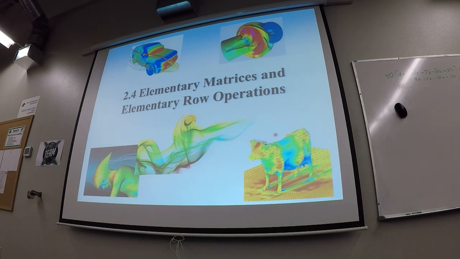This section is elementary matrices and elementary row operations. And "elementary" makes it sound really easy, right? So guess what this section is not? It is not easy. It's like Sherlock Holmes saying, "Yeah, elementary."